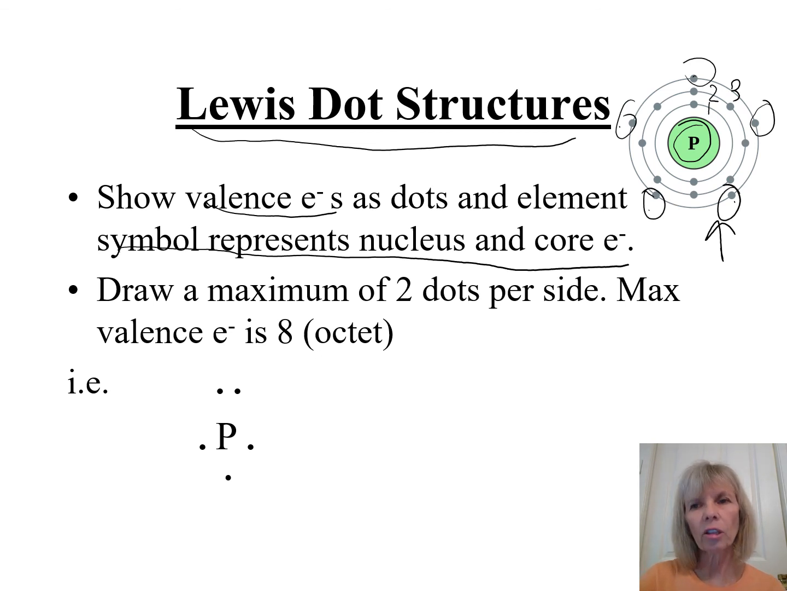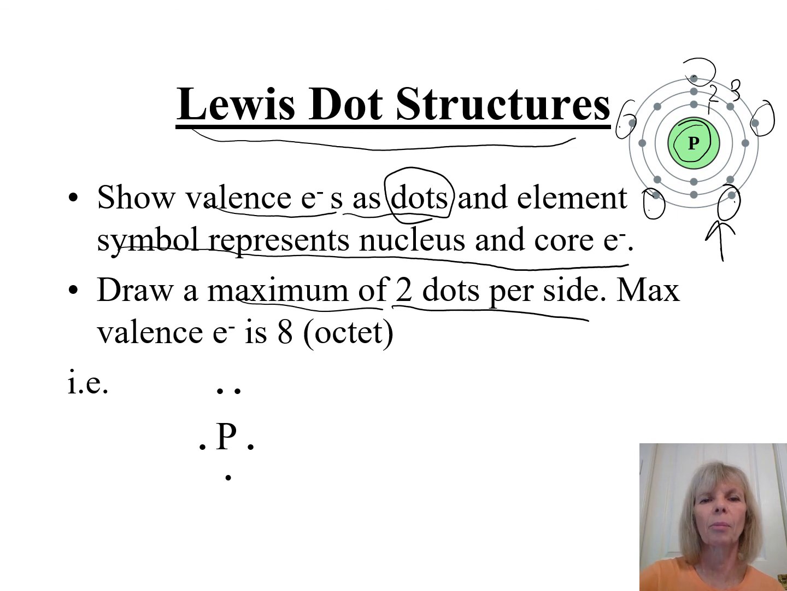So how you write the Lewis dot structure is you write the valence electrons as dots. And you're going to surround your element symbol with your dots. You draw 2 dots per side, and that's a maximum. You're going to have 1 dot on the side. The maximum amount of total electrons you could have for valence electrons is 8. So phosphorus has 5, so you just write element symbol P, and then you draw your 5 dots around it. So you could do 4 first and then pair up the last one.